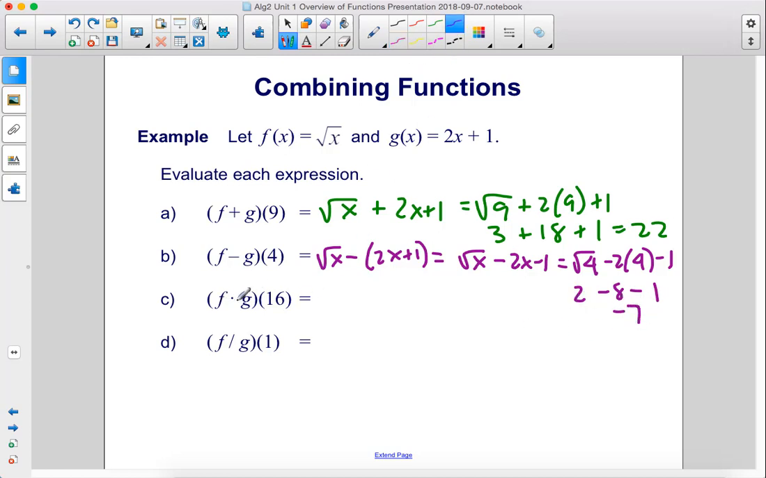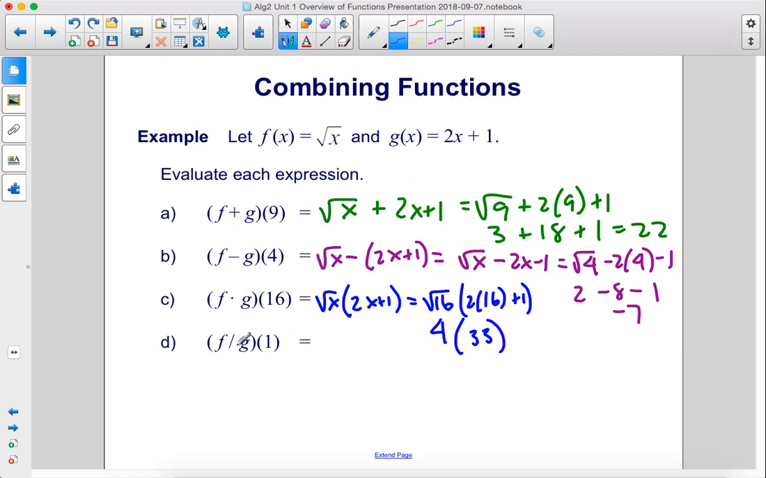All right, f times g of 16. So square root of x times 2x plus 1. So if we plug in 16, we get the square root of 16 times 2 times 16 plus 1. So that would be 4 times 32 plus 1, which is 33.